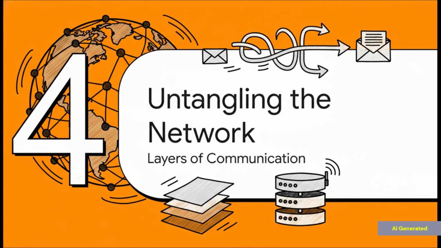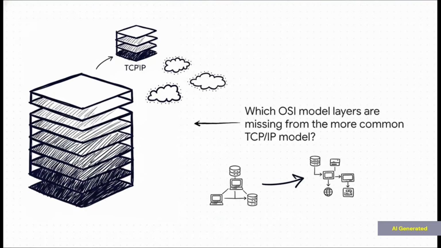Okay, we've been focused on stuff happening inside one computer. Let's expand our view to the entire internet. We're going to untangle the conceptual models that make it possible for your computer to talk to a server halfway across the world. So question 20 asks us to compare two different blueprints for how networks work.